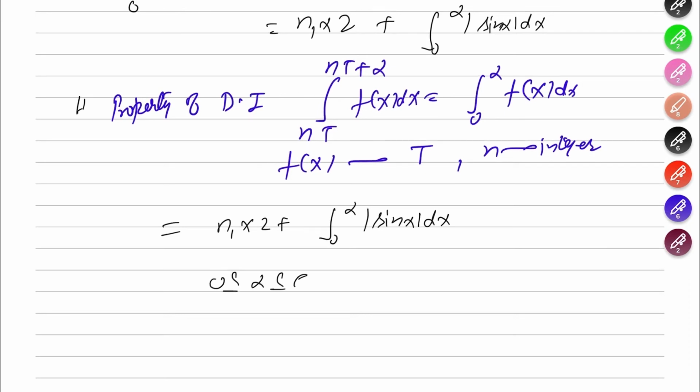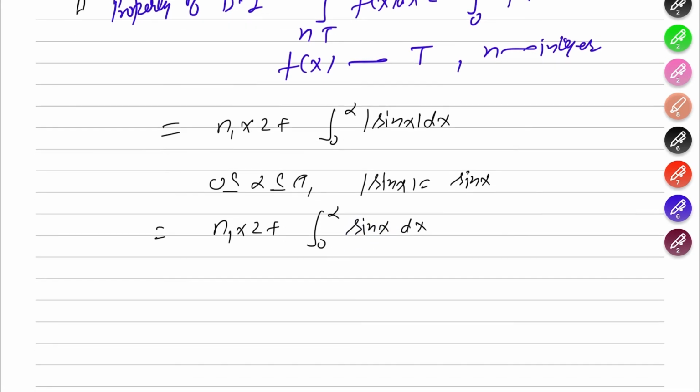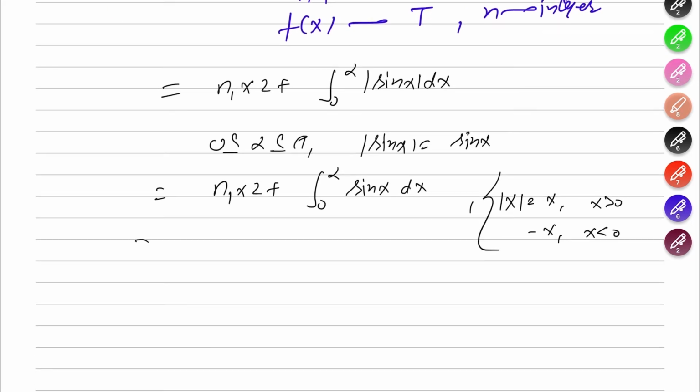Now we know that alpha is from 0 to pi by 2. Since alpha is in this range, mod of sine x is positive, because this is the first and second quadrant, and in the first and second quadrant sine is positive. So the problem converts into n1 into 2 plus the integral from 0 to alpha of sine x dx. I have removed the modulus because between 0 and pi, mod of sine x is sine x. We know that mod of x is x if x is positive, and minus x if x is negative. This is how we break the modulus function.